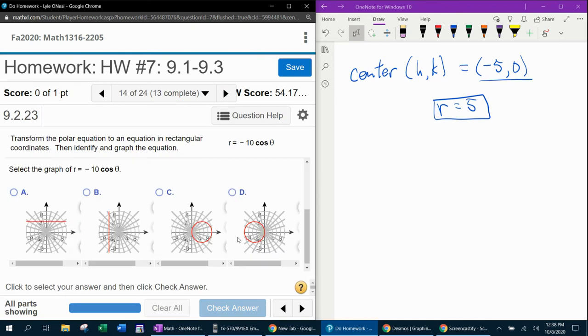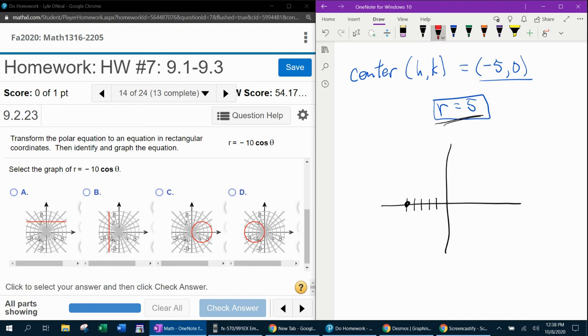And then I need to know which one of these graphs is correct. Well, obviously it's not A or B. Let's sketch this circle. The center is at -5, 0. And the radius is 5. So if I go out 5 spaces in every direction, I'll get a circle like answer choice D.